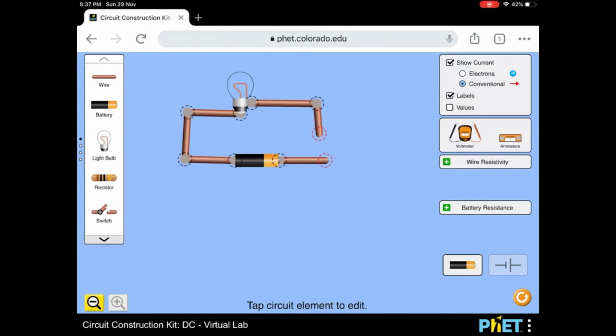Okay, a switch is missing, right? So let us connect a switch in between. And then the wire connected with the switch. Okay, the circuit is complete now.